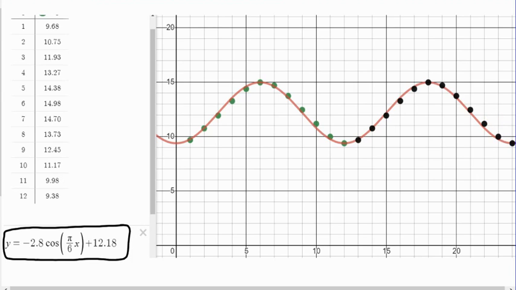Okay, so that is how you would apply sine and cosine to repeating patterns that increase and decrease and increase and decrease over time.